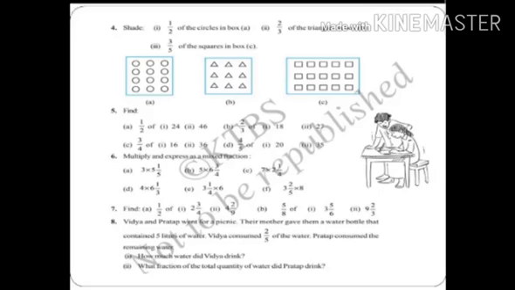Here it is using the of operation. 2 by 5 of 5. So this you have to do in the of operation, and then you have to subtract with 5 again. Hope you will do it, children.